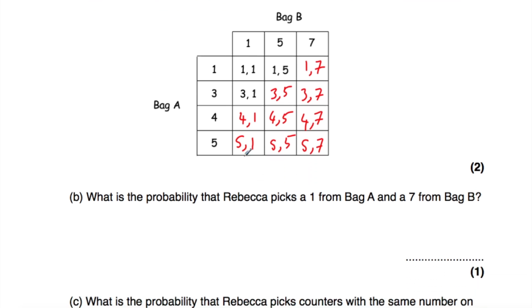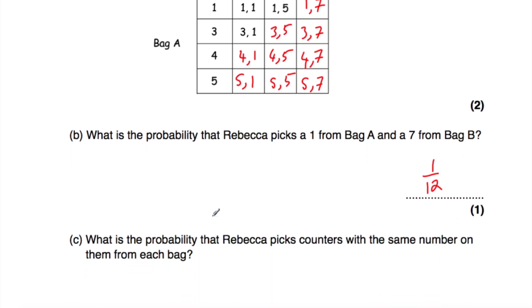Part B. Part B says find the probability that Rebecca picks a 1 from bag A and a 7 from bag B. So a 1 from bag A and a 7 from bag B. So that's this outcome here. So it's this one outcome out of the 12 of them. So the probability will be 1/12. And that's it.